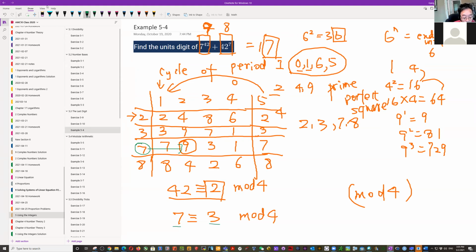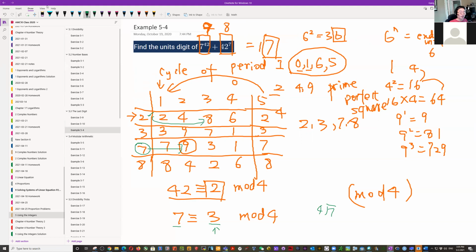7 is congruent to 3. Congruent to 3 means that if you divide 7 by 4, your remainder is 3. So this is 2, because 2 is congruent to 3. So basically you just map it to here.